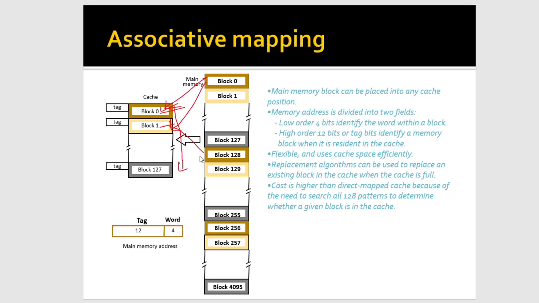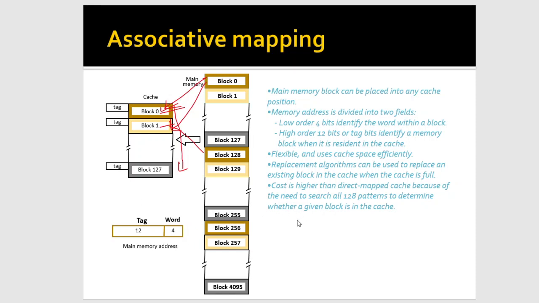So it is a limitation, and it will increase the searching time if the number of blocks is more. If it is 127, I have to search 127. If the cache contains 128 or 256 blocks, I have to search for a particular block by looking at 256 locations. So that is the limitation of associative mapping.